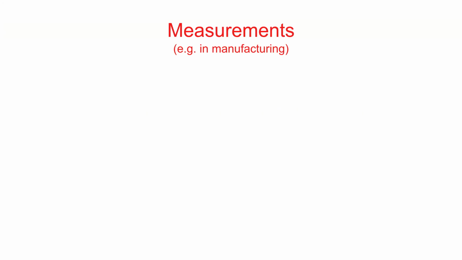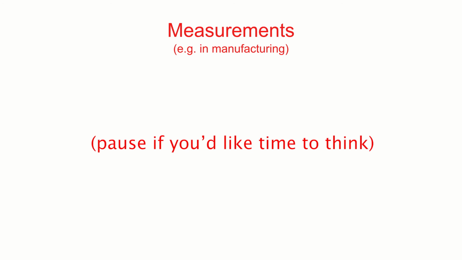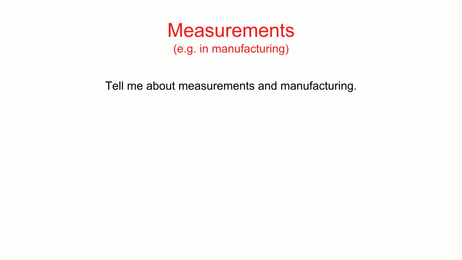We're in a manufacturing setting, and we're going to make a model about measurements. We're meeting with users. What's the first thing you say? First thing you say is, tell me about measurements, and maybe manufacturing.